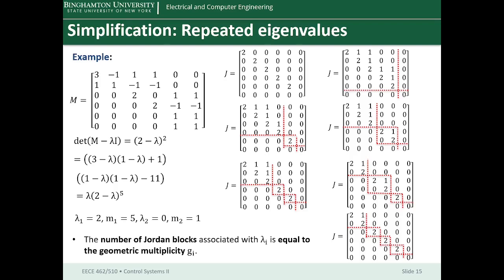However, to know which specific configuration occurs, for example, whether the sizes are 4 and 1 or 3 and 2, we need to look deeper into how the null space dimension changes as we increase the power of lambda times I minus m. That's where the delta k value we discussed earlier becomes crucial. By observing how much the null space grows at each power, we can precisely determine how long each Jordan chain is, and therefore how large each Jordan block should be.